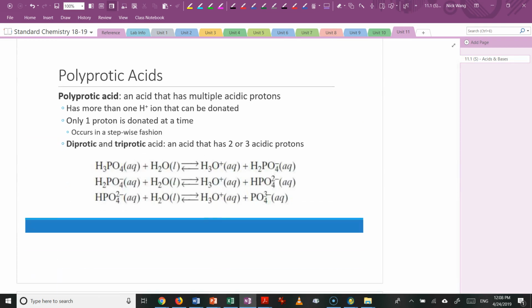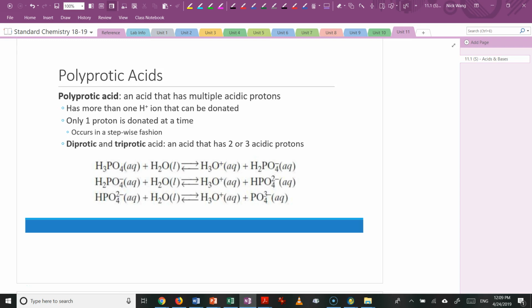Polyprotic acids, on the other hand, as you can imagine, poly means multiple. So these are acids that have multiple protons that can be given up. Only one proton is given at a time, in a stepwise fashion. Within polyprotic, you can also have the specific diprotic or triprotic. Both of these are polyprotic, because di means 2, tri means 3. These are acids that have 2 or 3 acidic protons.